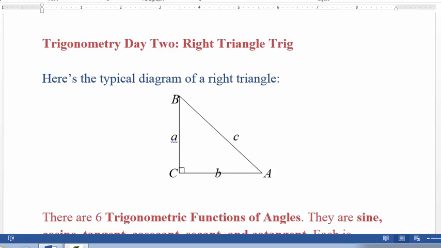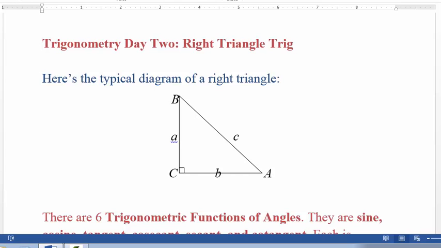Now, when we get into trig part two, we talk more about right triangle trigonometry and the 6 trig functions of angles. All right. So the first thing here is just your basic diagram of a right triangle, because we're going to be dealing with right triangle trig.